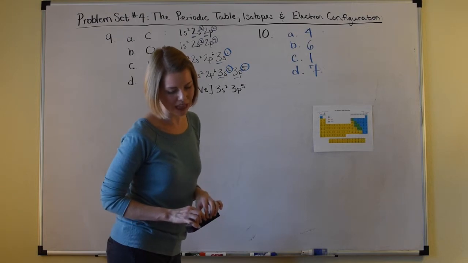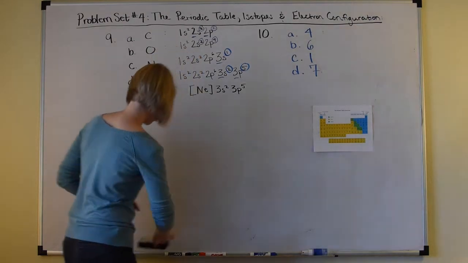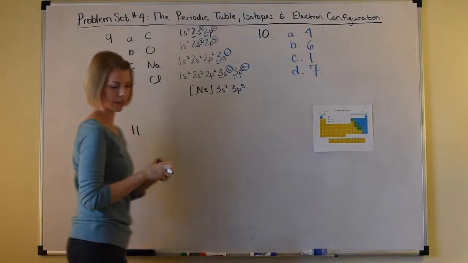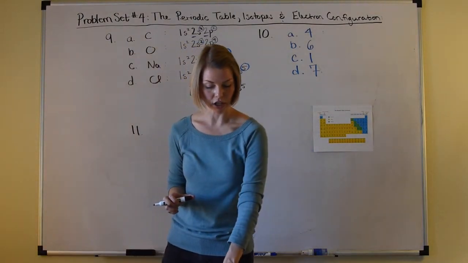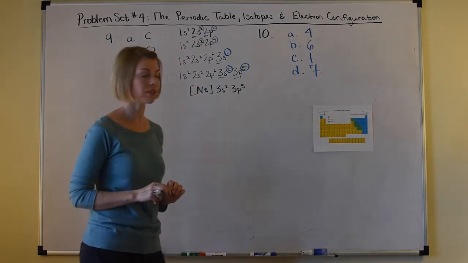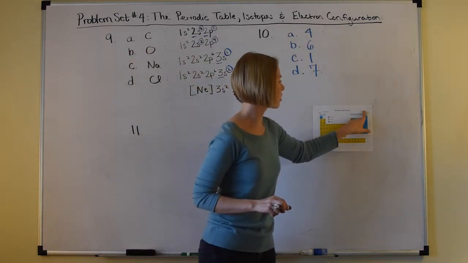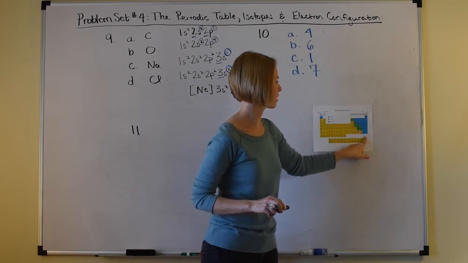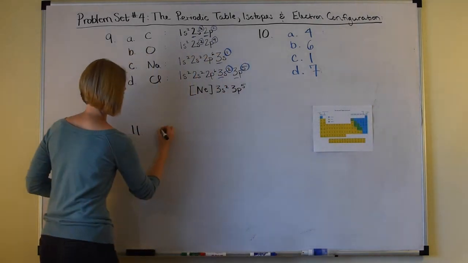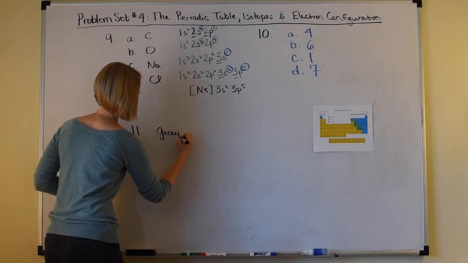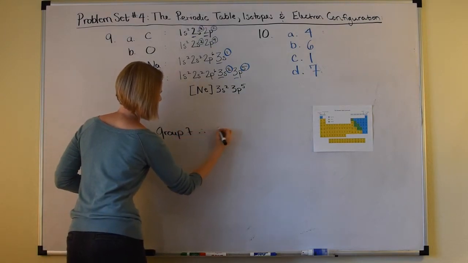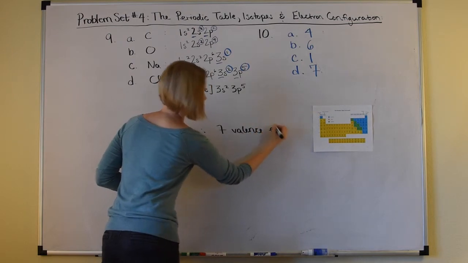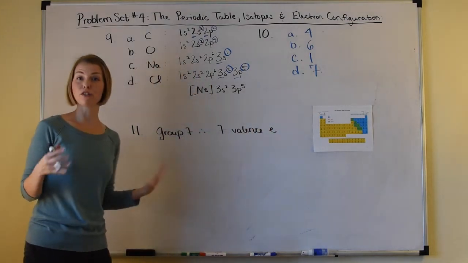All right, number 11. I think we can squeak that in right here. Okay, I'm not going to erase. How many valence electrons do the halogens have? Okay, so the halogens are the group 7 nonmetals here. Okay, group 7 elements. So group 7, therefore 7 valence electrons.